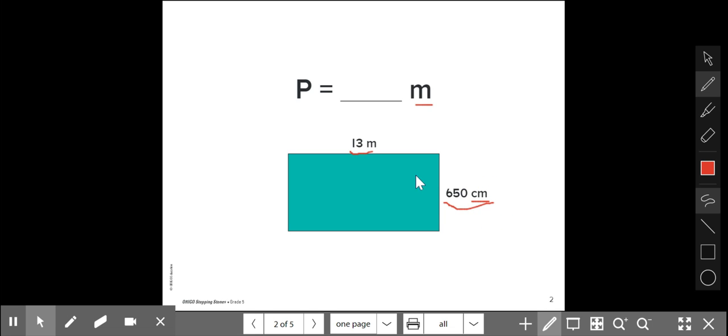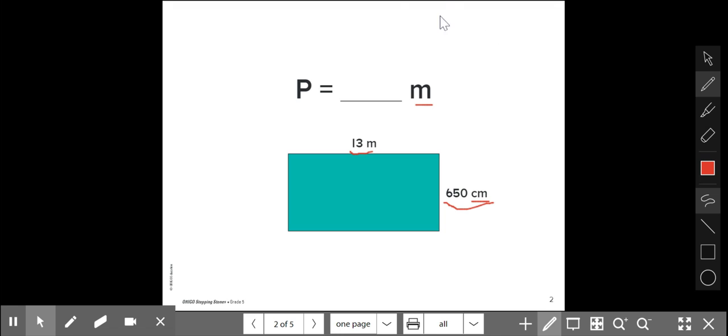Now we have an extra step, and this is what made learning how to convert measurements so important. How many centimeters are there in 1 meter? If you said there are 100 centimeters in 1 meter, then you were correct.